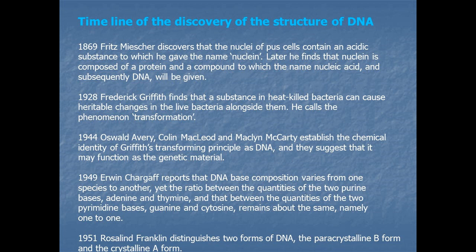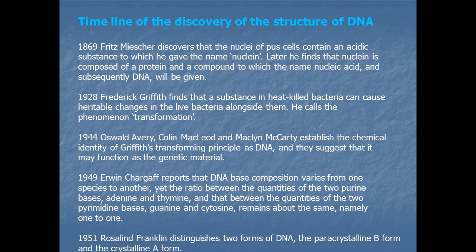In 1928, Frederick Griffith, with whom we are all familiar, found that a substance in heat-killed bacteria can cause heritable changes in the live bacteria alongside them. He called the phenomenon transformation. In 1944, Oswald Avery, Colin MacLeod, and Maclyn McCarty established the chemical identity of Griffith's transforming principle as DNA, and suggested that it may function as the genetic material. Actually, these three people took Griffith's experiment to the next level.